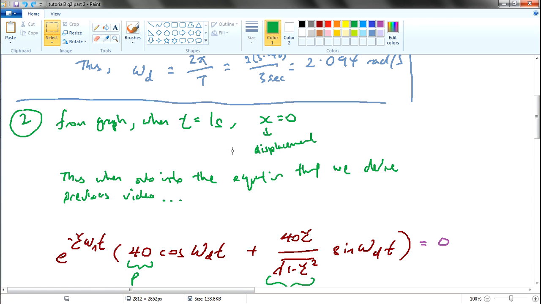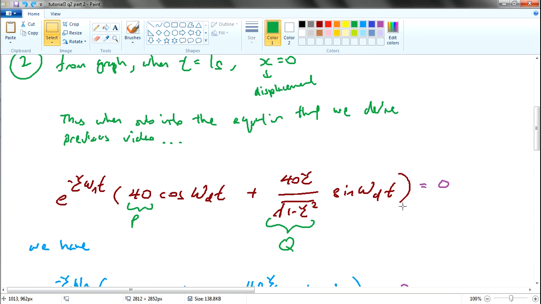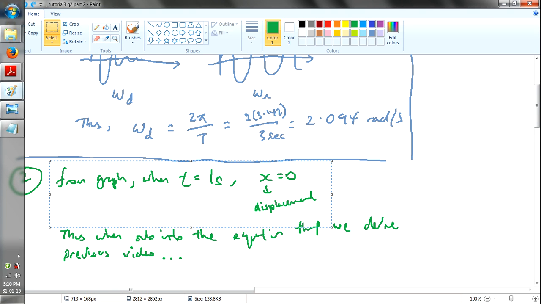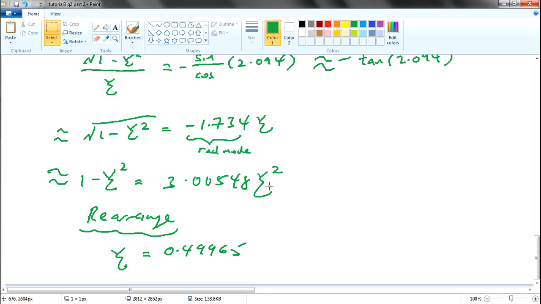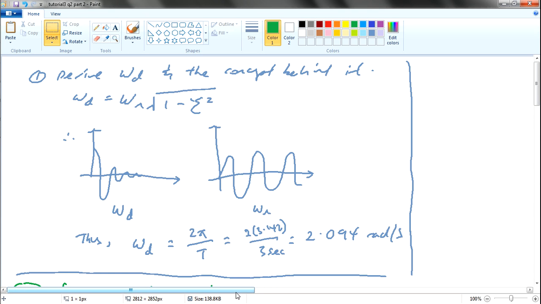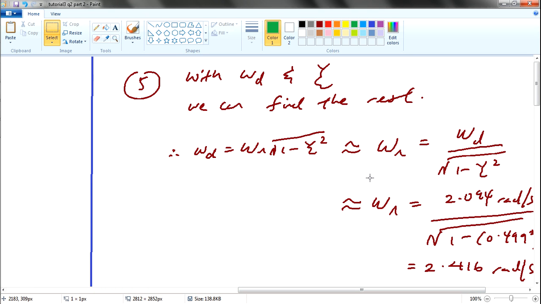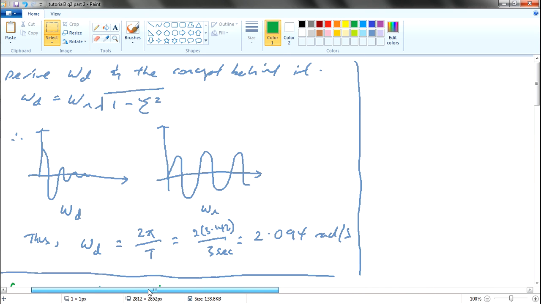So the first thing I need to find is the damping factor. You use the same equation, you set up whatever initial condition using the graph, and then you get the damping factor. Once you get the damping factor, everything is easy, and then you get it.